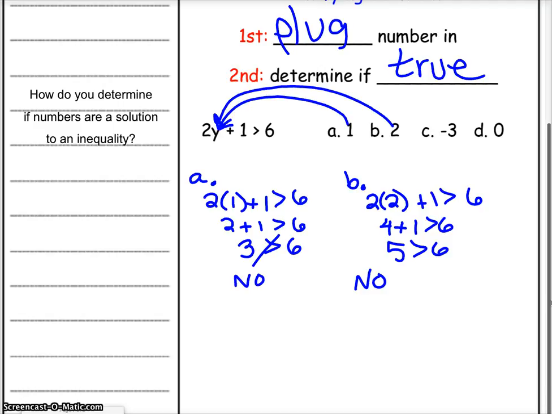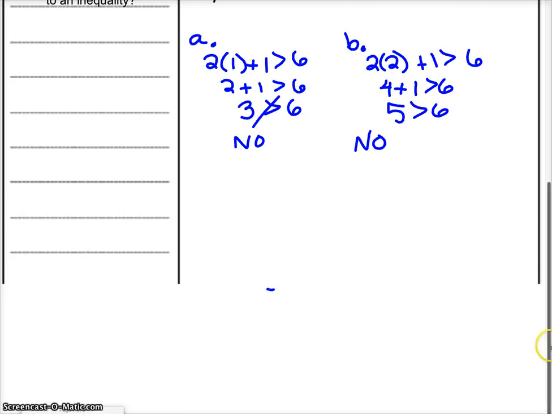Let's do C. Okay, welcome back. So C is negative 3. So 2 times negative 3 plus 1, is that bigger than 6? Is negative 6 plus 1 bigger than 6? No.